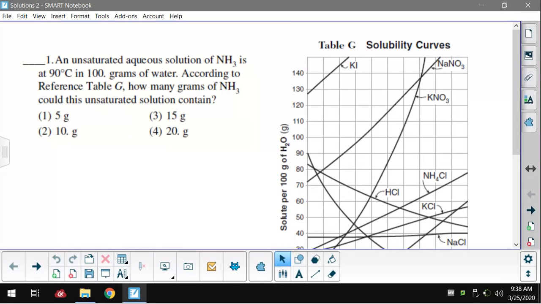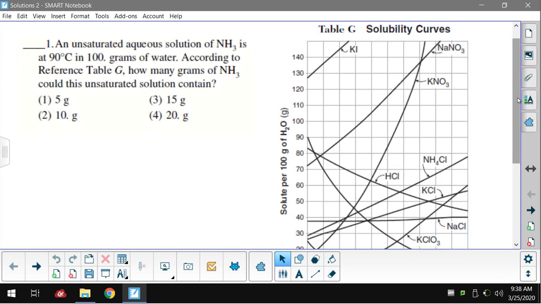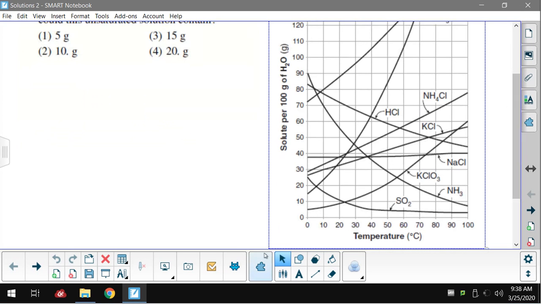Okay, so here we go with solutions 2 review. So we're talking about this question right here. It talks about an unsaturated aqueous solution of ammonia at 90 degrees Celsius, 100 grams of water. So first thing you have to do is find table G. So this is table G over here. I'm going to shrink this down just a little bit so we can all see it.